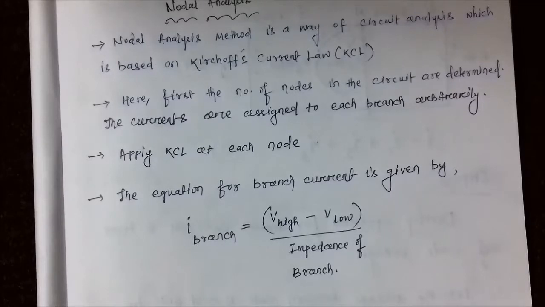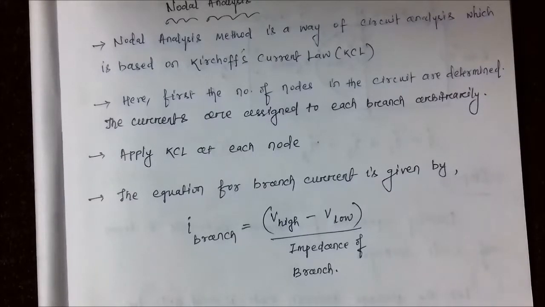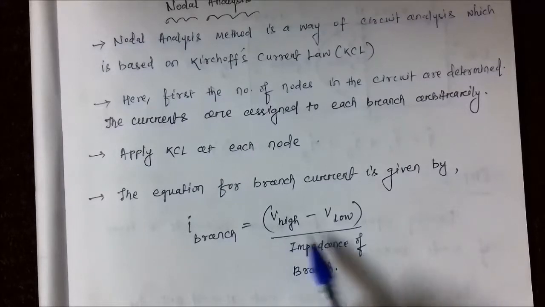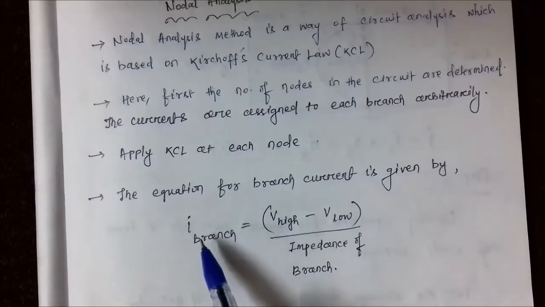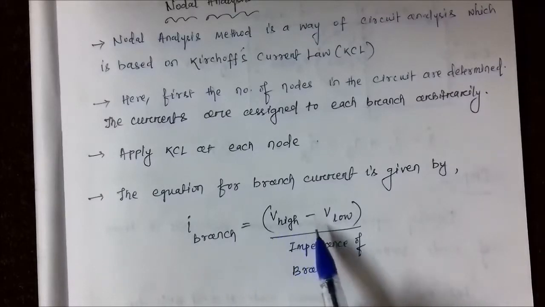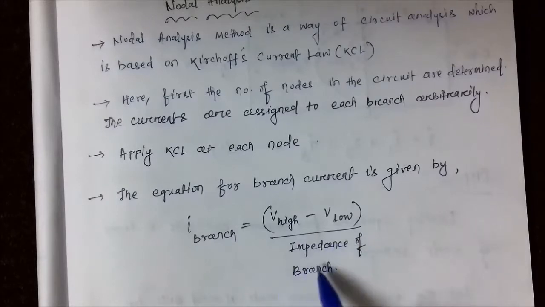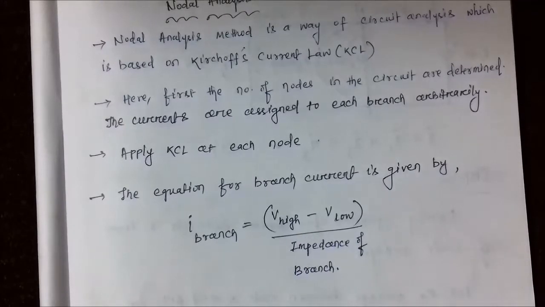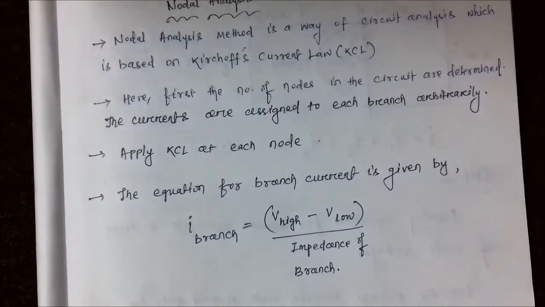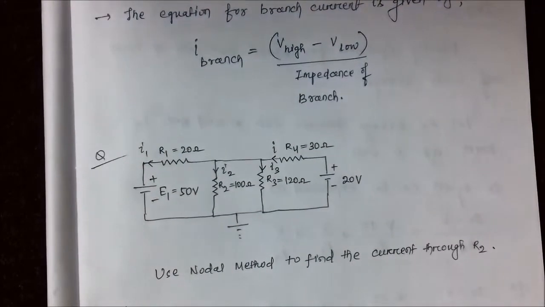Then we find the equation for the node current or the branch current in terms of the node voltages. Generally we know that a current flows through a branch from a higher potential to a lower potential. So the branch current is given by the voltage at the higher potential minus the voltage at the lower potential, divided by the impedance of the branch. It will be easier for you to understand if we solve a problem. So let's solve a problem.